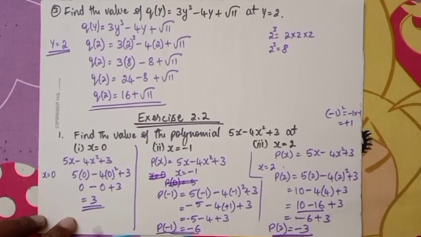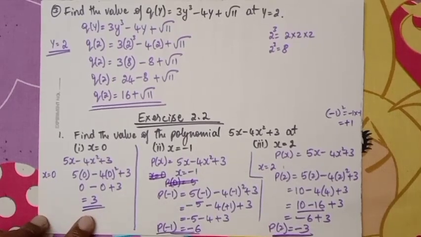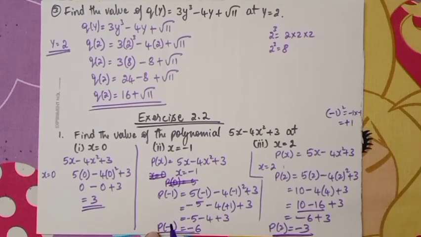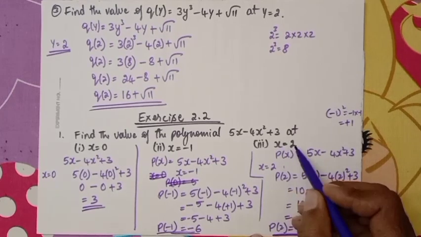And we can say that 3 is the value of the polynomial at x is equal to 0. And here minus 6 is the value of the polynomial at x is equal to minus 1. Likewise, minus 3 is the value of the polynomial at x is equal to 2.